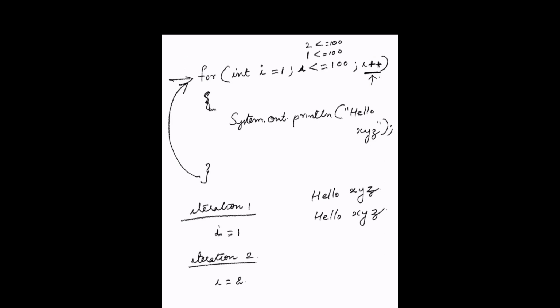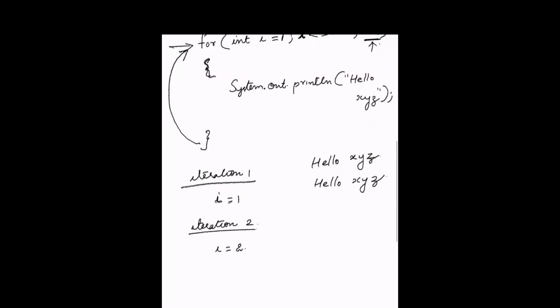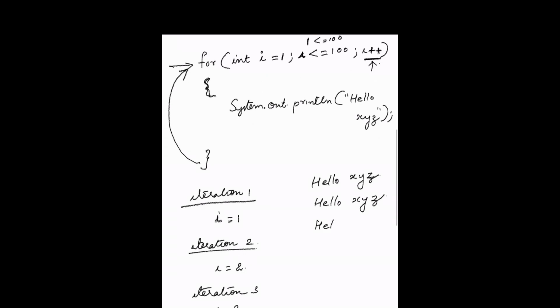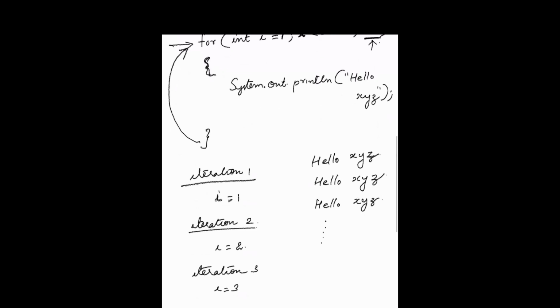So again, it goes to the beginning of the loop. As instructed, i has to be incremented by 1. So in iteration 3, the value of i becomes 3, and then it checks the condition. Is 3 less than or equal to 100? 3 is less than 100, right? So again, the condition is true. It goes inside and prints hello XYZ. So like that, it will keep on printing 100 times.